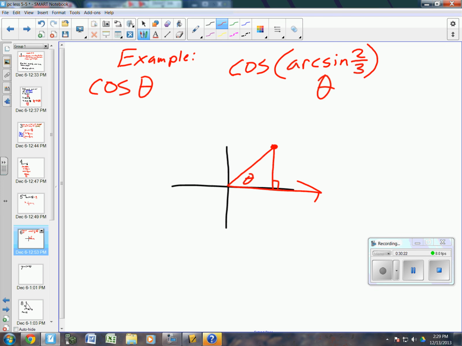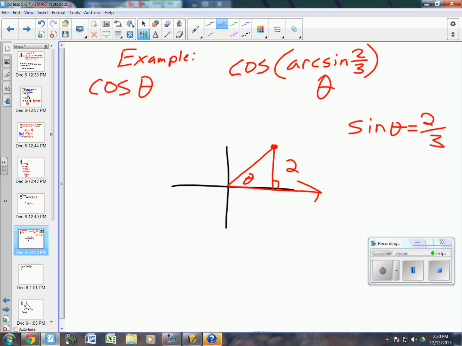Okay, so I'm going to set up this triangle here. I know that the arc sine of 2/3 means the sine of what angle equals 2/3, right? So here's my angle theta, and I know sine is defined to be what over what? Opposite over hypotenuse, or y over r. So here's theta. What's this length right here? The y. So it's going to be 2.